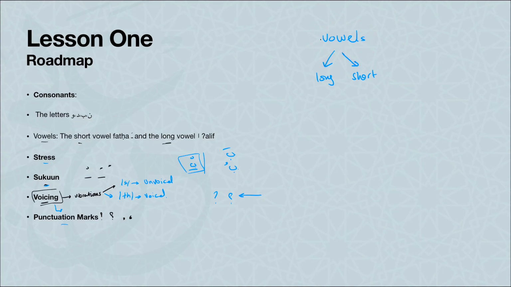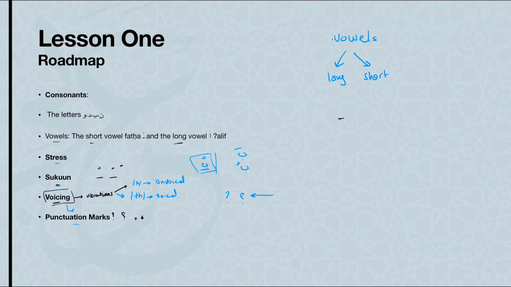We learned about the first pair, which is the fatha, which is basically just a small stroke we write on top of the letter, and it gives the consonant the ba a quality sound. And we also learned about the long vowel alif, which adds more of an emphasis on the sound, so it becomes ba. So this was the first pair of vowels we learned.